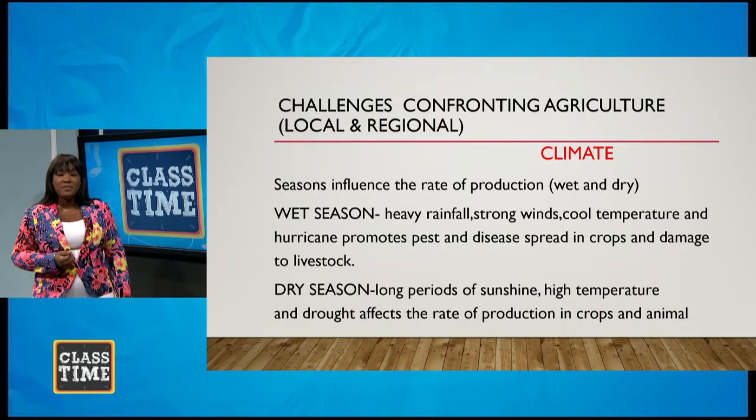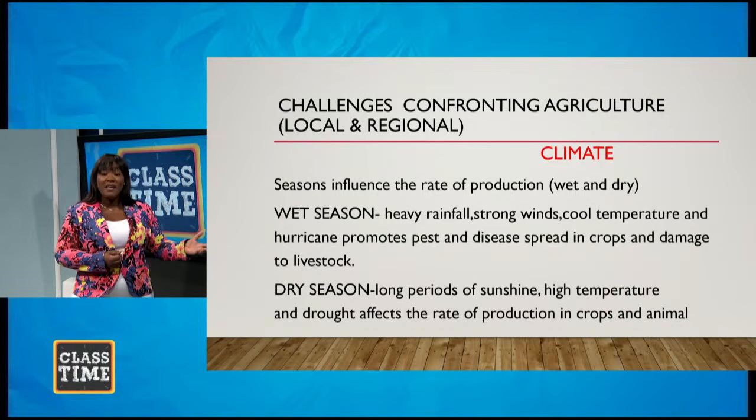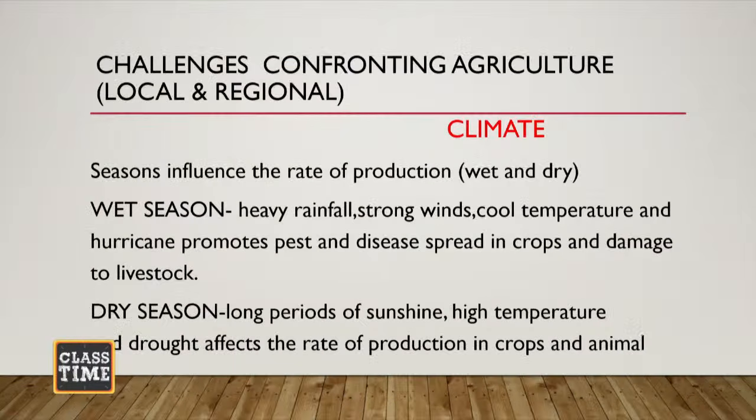Dry season. During the dry season, the elements are sunshine and increased long periods of sunshine. We have high temperature and drought. And these do affect the rate of production in crops and in animals.